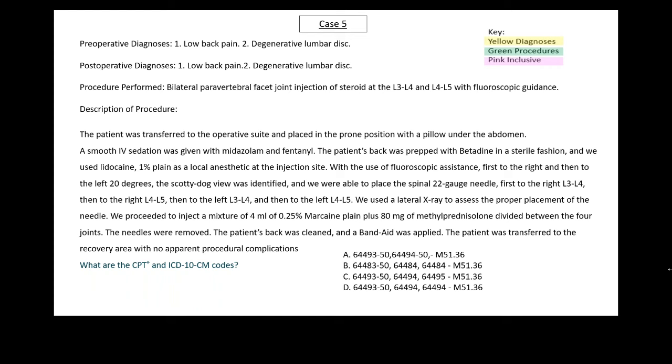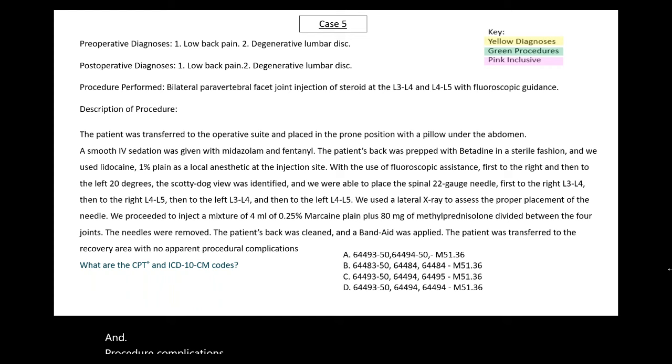We proceeded to inject a mixture of 4 milliliters of 0.25% Marcaine plain plus 80 milligrams of methylprednisolone divided between the 4 joints. The needles were removed, the patient's back was cleaned, and a Band-Aid was applied. The patient was transferred to the recovery area with no apparent procedural complications.